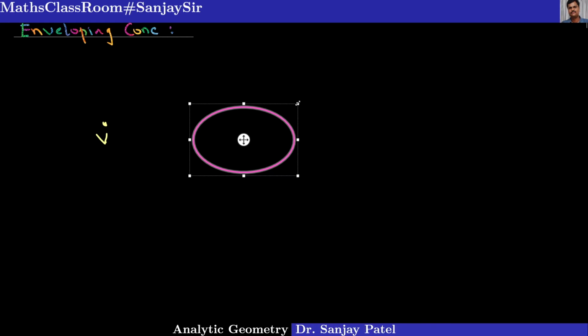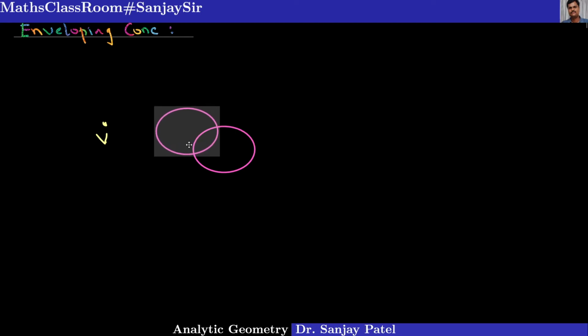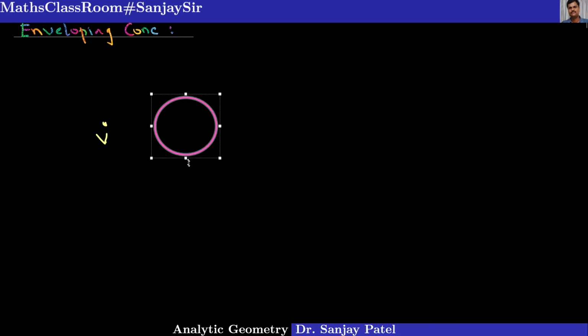And suppose this is a sphere, and to be more precise, let us take one more circle inside this so that it looks like a sphere. Okay, fine. Now how the enveloping cone is defined. Remember, instead of sphere you can take any surface in 3 dimension.